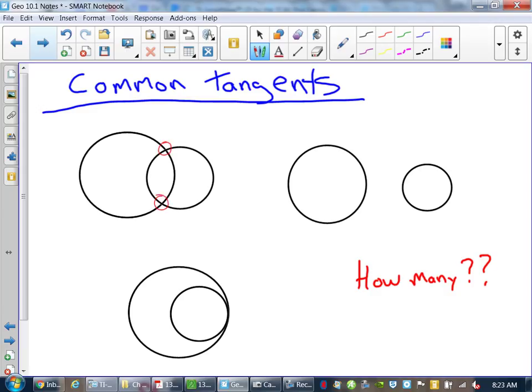Oh, okay. You're staying where they intersect each other. What I want you to do is draw a tangent, a common tangent that would touch both circles at just one spot.